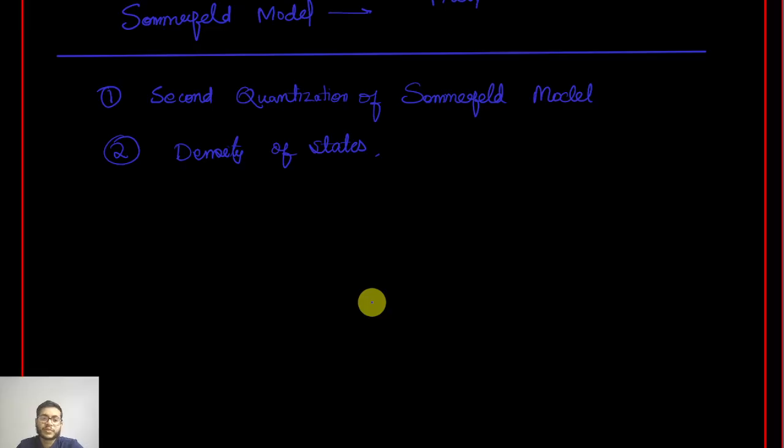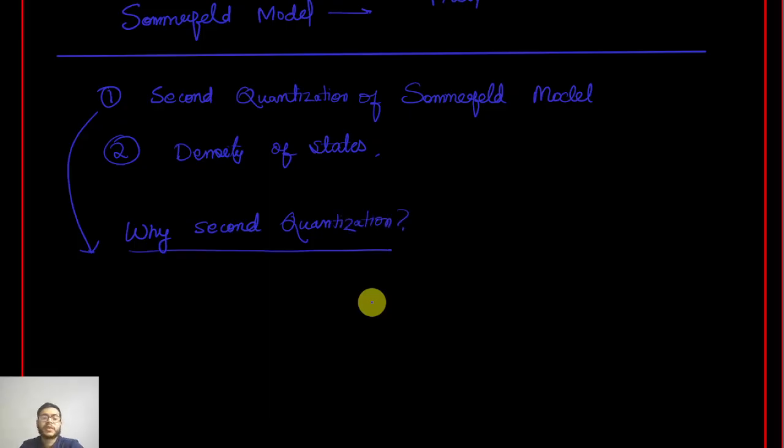So why do we need second quantization for the Sommerfeld model? Why second quantization? And what is second quantization?